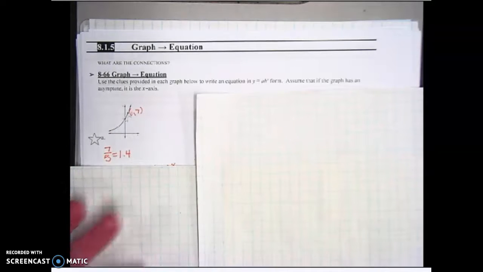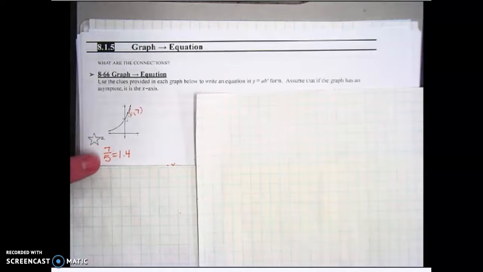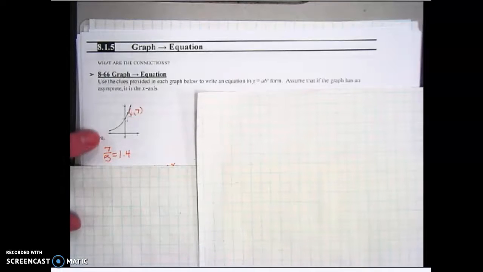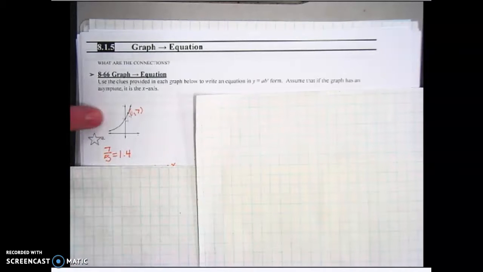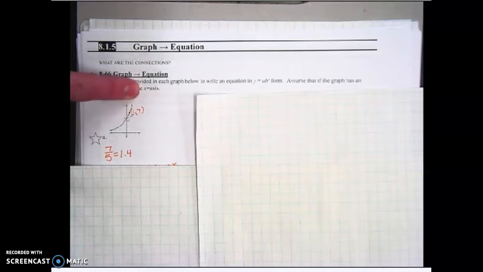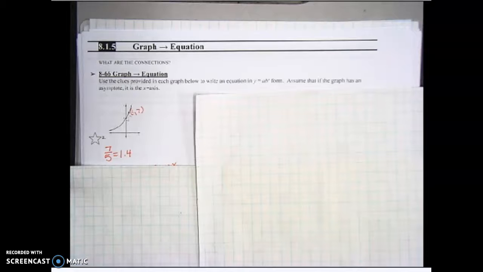So here's how you're going to do it. You're going to take the 7, you're going to divide it by 5. If you punch that in your calculator, and if you have your calculator out, I highly recommend that you try it. You're going to go 7 divided by 5 equals 1.4. Okay? That means your graph is going to increase exponentially. And it's crossing right here at 5.